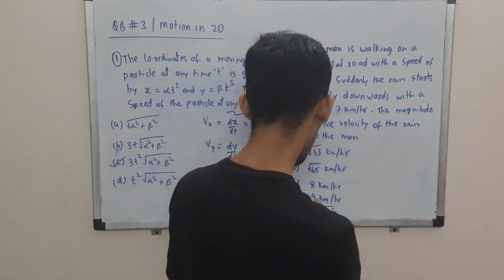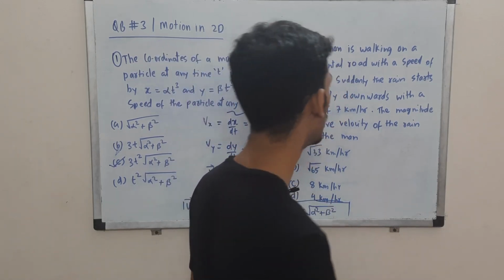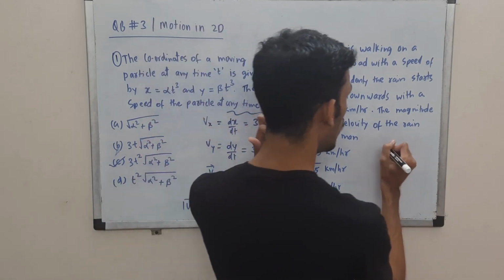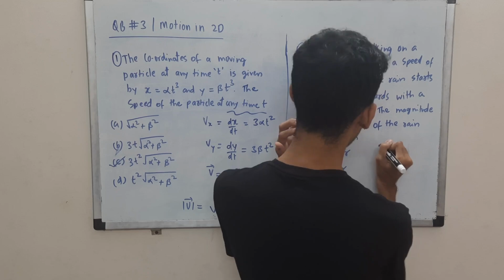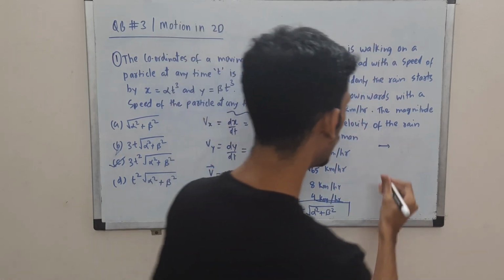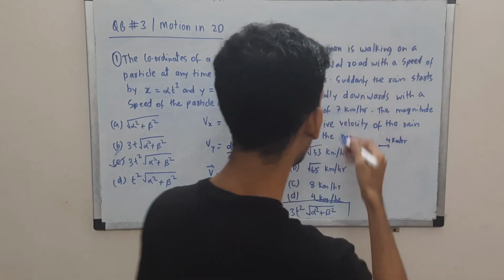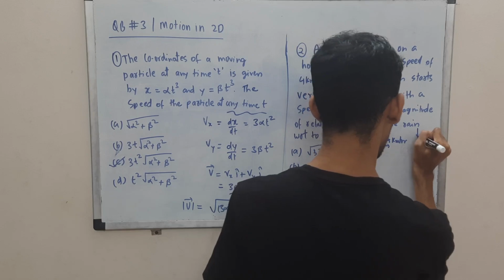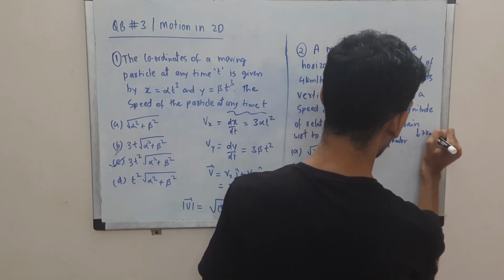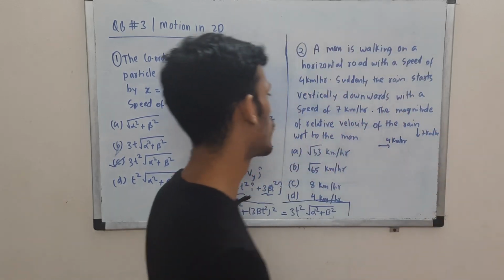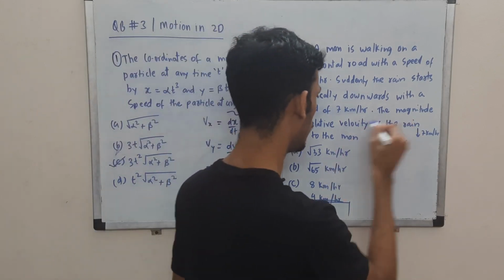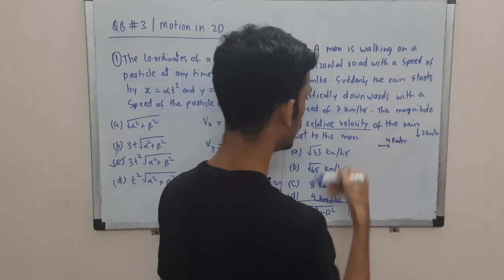Let's come to this one. This is some relative motion in 2 dimensions. So we have a man who is walking on a horizontal road with a speed of 4 kilometers per hour. And then suddenly we have rain which is falling vertically downwards with a speed of 7 kilometers per hour. You're supposed to tell the magnitude of the relative velocity of the rain with respect to the man.